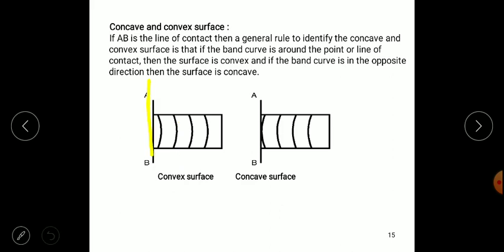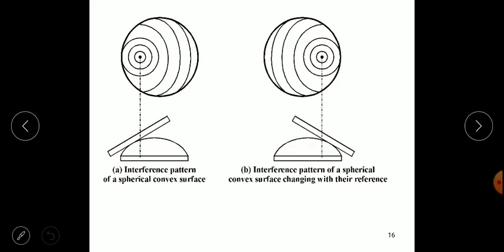So if the light moves outside from the center part, it will be a convex, and if the light moves towards the center, we can say that it is a concave part. And the placement will be in this fashion. If it is a convex or concave, you have to place this, and this part will be nothing but the inclination part.